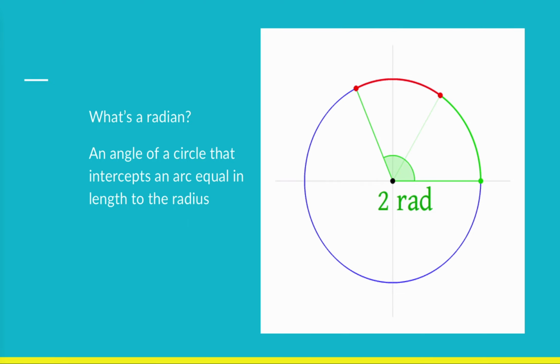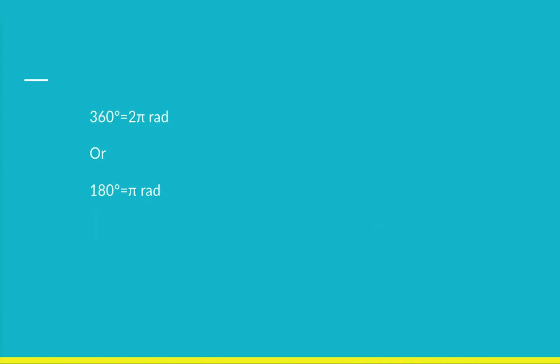Because the circumference of a circle is 2 pi r, there are 2 pi radians in a circle. So, a radian is an angle of a circle. It is 1 over 2 pi of a circle. So, 360 degrees equals 2 pi radians, one whole circle. Cut all that in half, we get 180 equals pi radians for a slightly more convenient conversion factor.